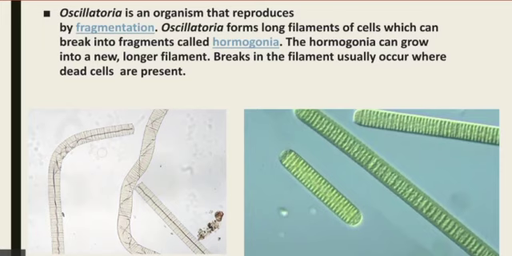Oscillatoria forms long filaments of cells which can break into fragments called hormogonia. These small fragments can grow into new longer filaments. The breaks in the filament usually occur where dead cells are present. That is important. In the previous slides also we discussed this, right? Wherever the dead cells are, the breaks or pieces form at the site where the dead cells are.